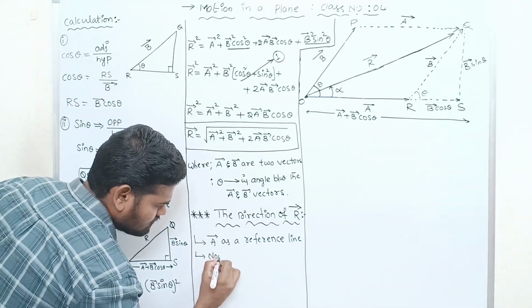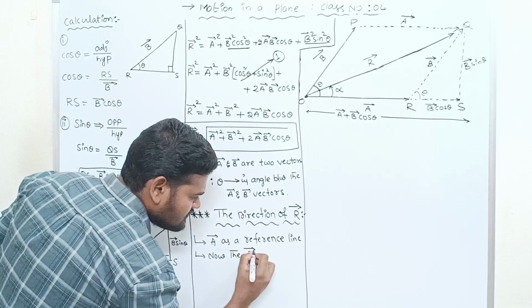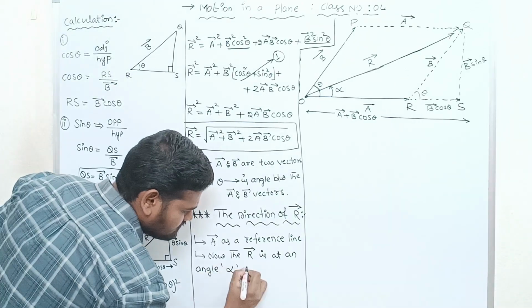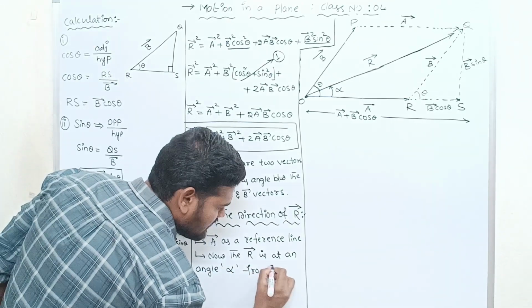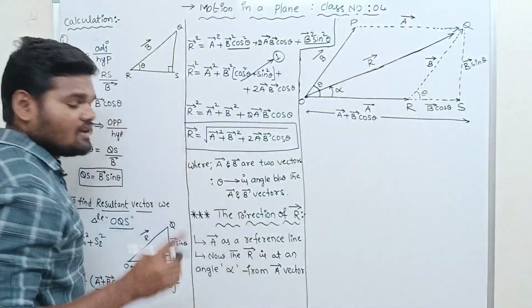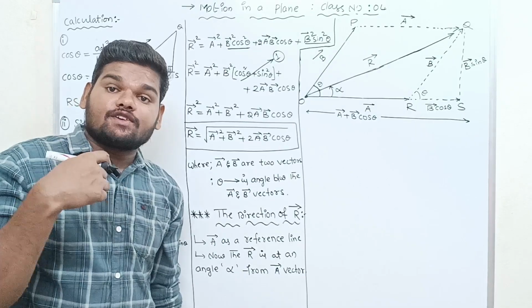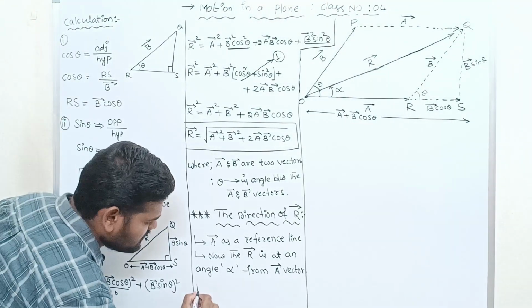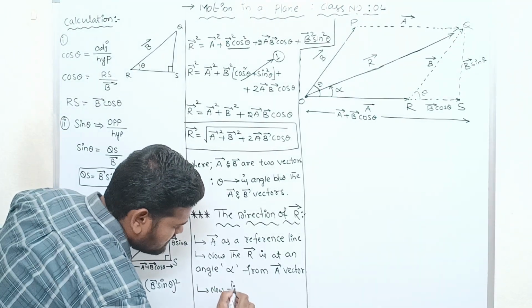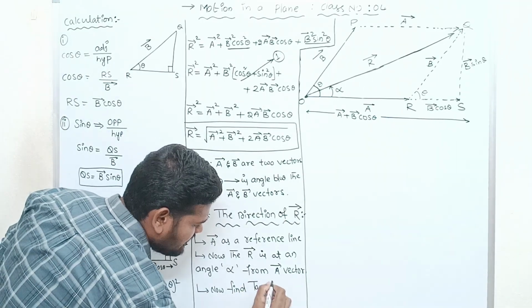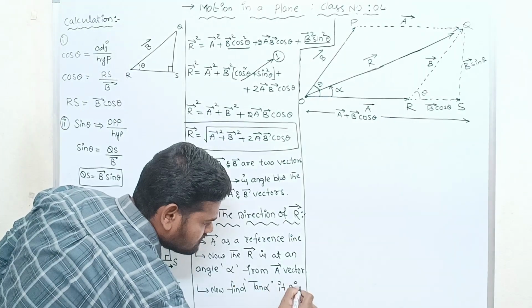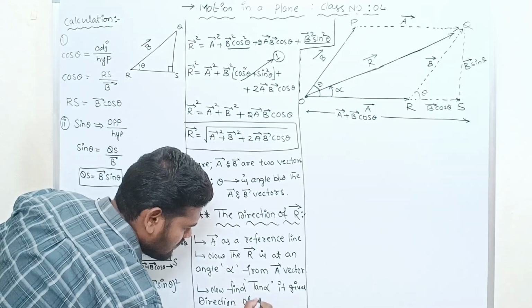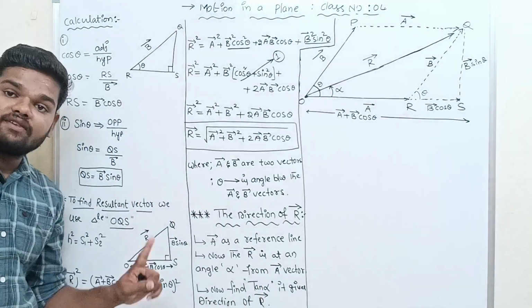Now the resultant vector R bar is at an angle alpha from the capital A bar vector. In a previous lecture, I told you that if you want to find the direction, the trigonometrical function that gives the direction is tan alpha. So find tan alpha. It gives the direction of R bar.